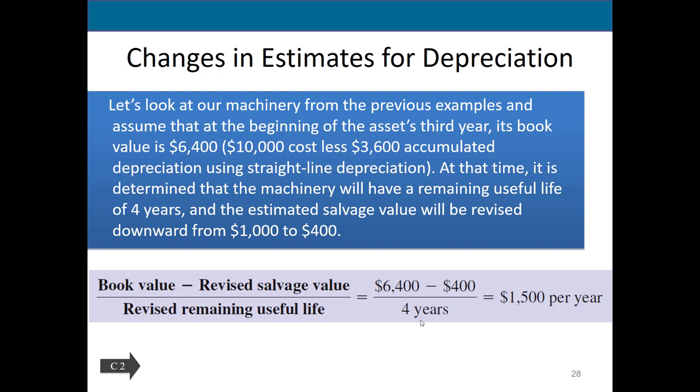It's really quite simple. People get so hung up on this. At the time you decide to change your estimate, you take the current book value. That's easy, 10,000 minus 3,600, minus our new salvage value and divided by our remaining useful life. And for the remaining 4 years, we simply depreciate $1,500 per year.